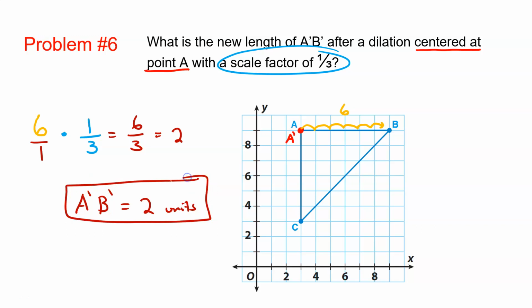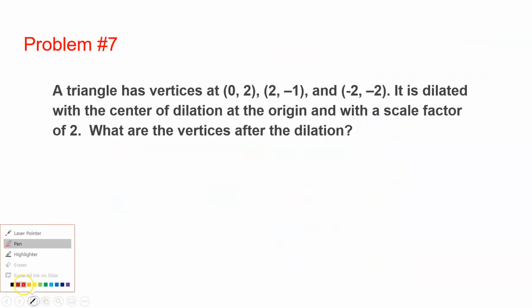Okay, so that distance got shrunken down and it's only going to go over 2 spaces. This is where your new B prime should be, right? That is the new B prime side there. And again, it's just a distance of 2. You could go through and dilate the rest of the triangle, but it was just asking from A prime to B prime.